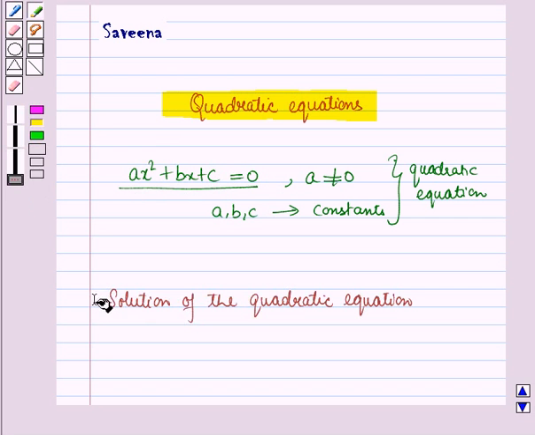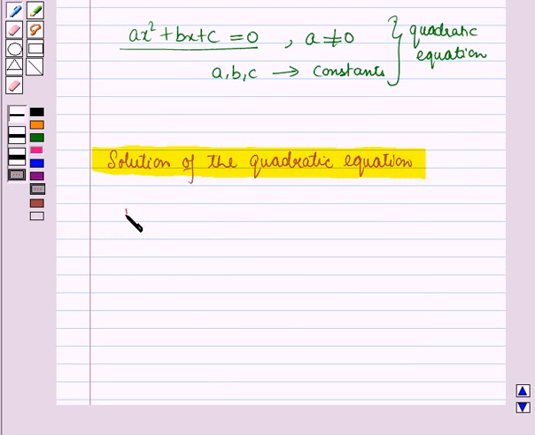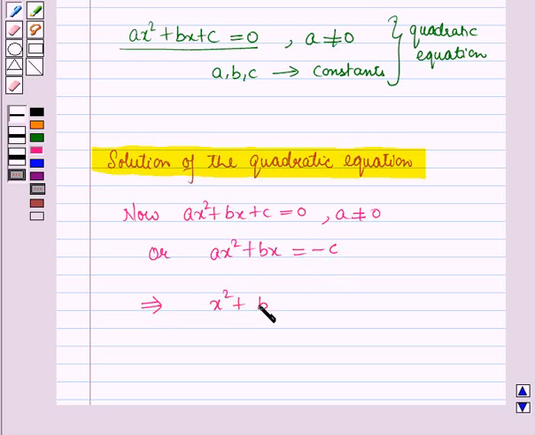And now let us discuss the solution of the quadratic equation. Now the general form of the quadratic equation is ax square plus bx plus c is equal to 0, where a is not equal to 0. Or we can write it as ax square plus bx is equal to minus c, which further implies, now dividing throughout by a, x square plus b by a into x is equal to minus c over a.